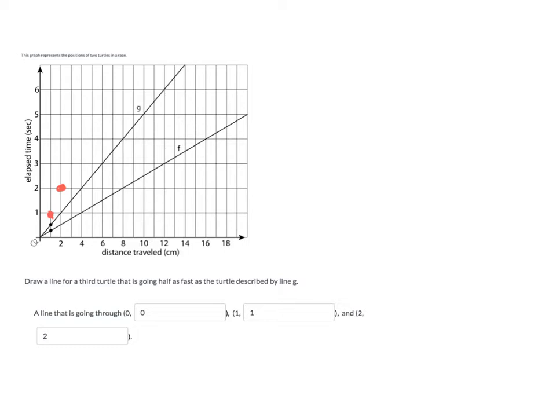So if we look at what we are supposed to put in, this line will start at 0, 0. Then for the 1 centimeter, instead of half a second, it took the extra turtle 1 second. And then at 2 centimeters, at first it took them 1 second, so then it's going to be 2 seconds. So that's where we got 0, 0, 1, 1, and 2, 2.